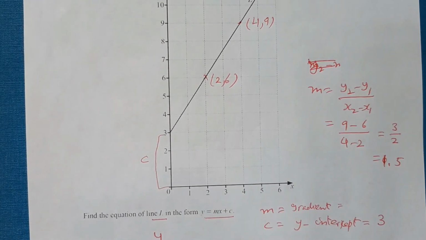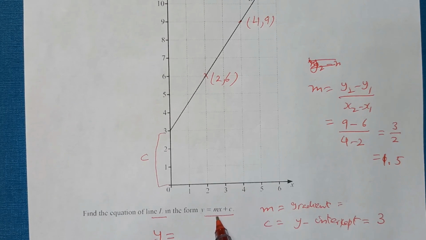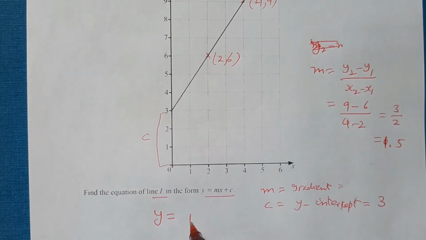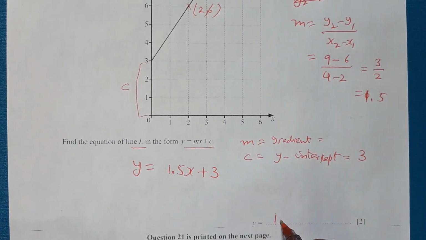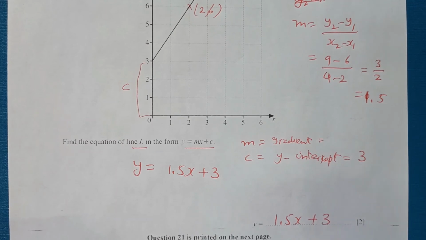So now we can just write down the equation of the line, y equals mx plus c. m now is 1.5, x, and c is 3. So this is our final answer. We can write down y equals 1.5x plus 3.